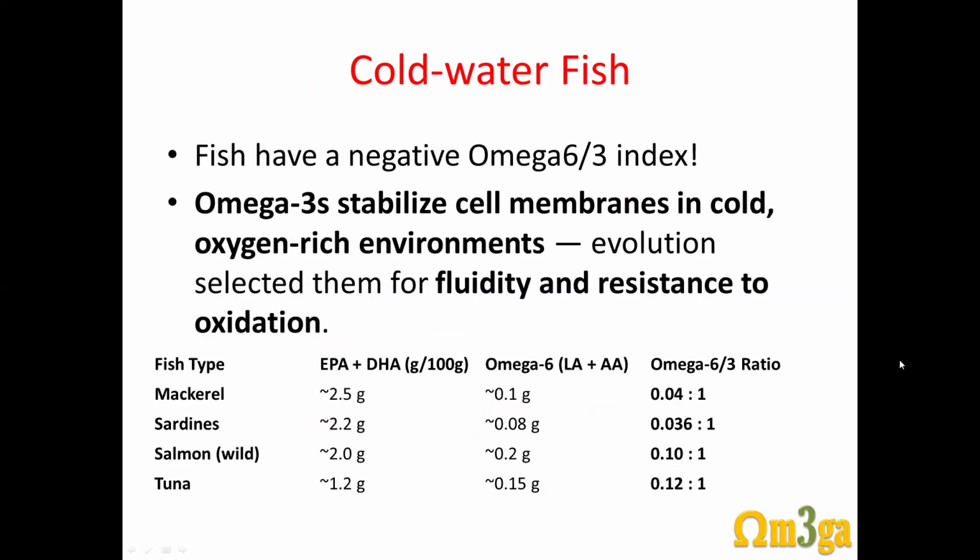So obviously the winner is cold water fish. We know that. Everybody knows that here. And the absolute top winner is mackerel. So your omega-6 to 3 index is much, much lower when you ingest cold water fish. And the fish actually have a negative index. So it goes below 1, extremely low. They don't need that much omega-6 because they live in an environment where they can survive with almost all omega-3.